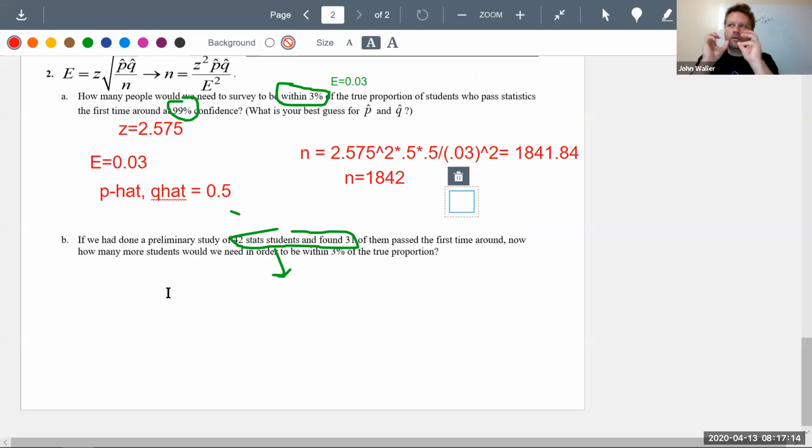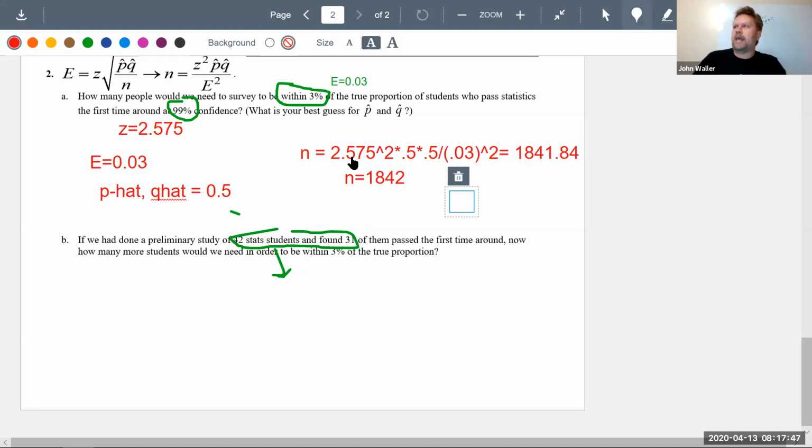Part B, the only difference between A and B is that in Part B, I have an estimate of what p hat is. Have you guys ever heard of a preliminary study? What they do is a small scale study. They ask questions and get percentages so that they don't have to assume it's 50-50. They can use what they find. In this case, we talked to 42 stats students and we found 31 of them passed the first time.